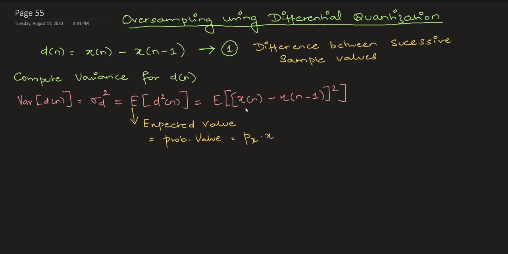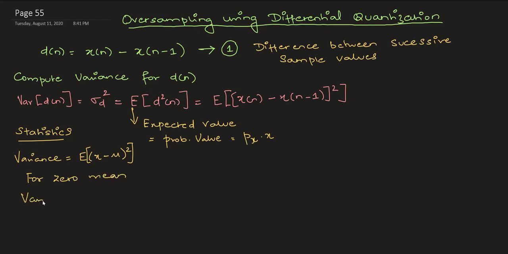Statistics defines variance as e of x minus mu the whole square, where mu is the mean of the distribution, and for a zero mean we just have e of x square. Here also we treat this process as a zero mean process.